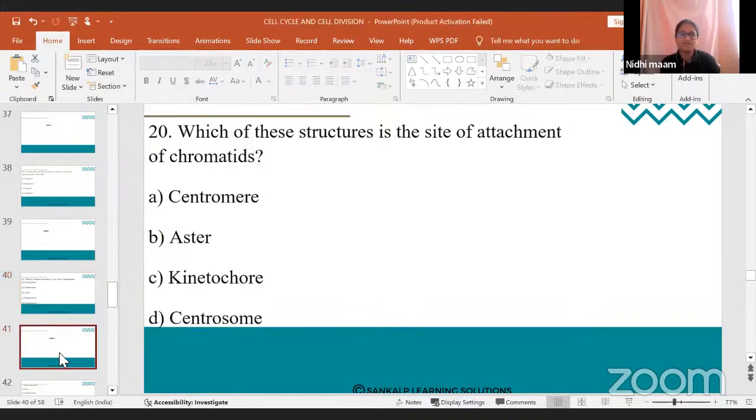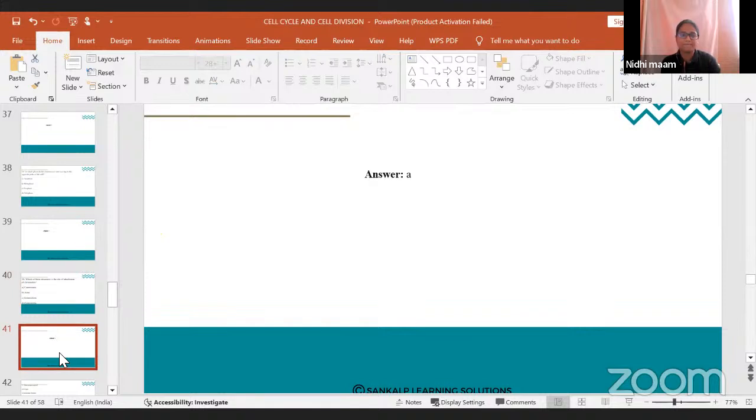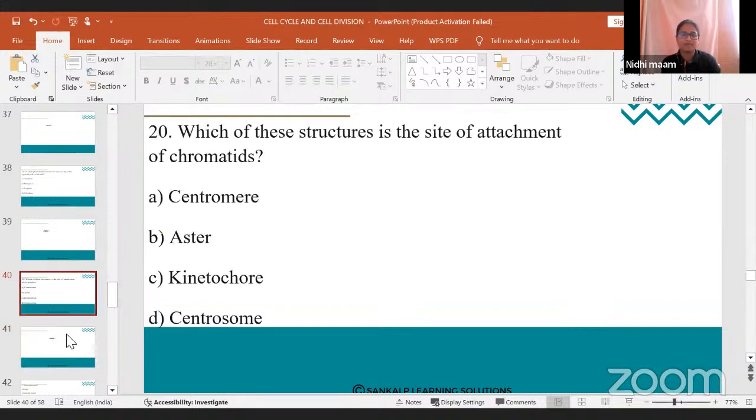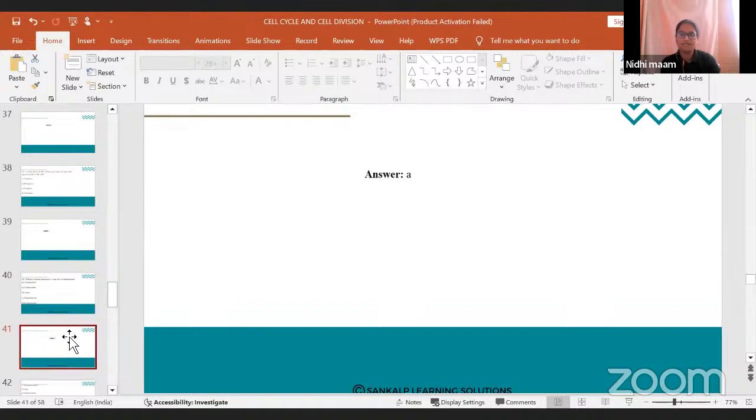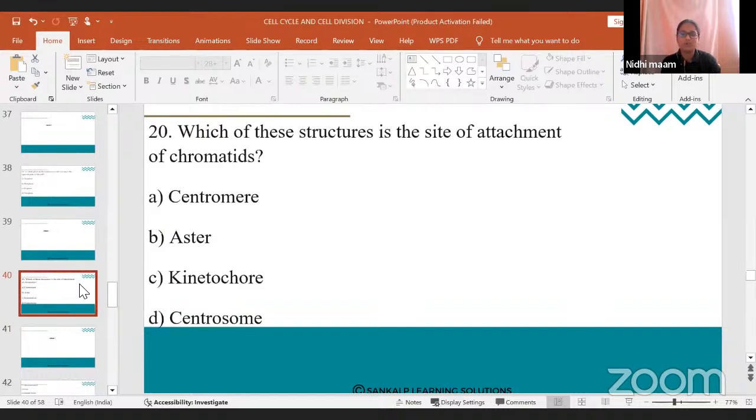So the right answer for this question is option A, that is centromere. We will call it centromere. Option A is the right answer.